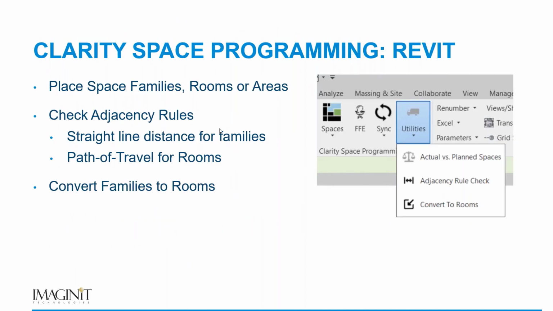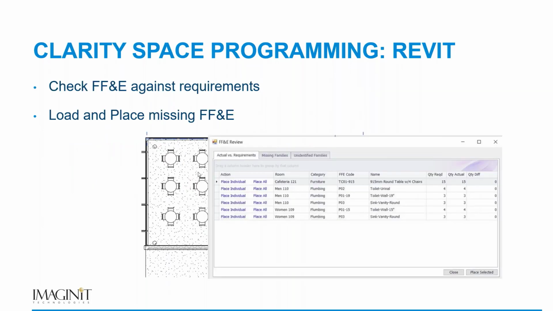Have I pushed and pulled to a point where I should worry about the fact that particular rooms don't match the program, or if we have adjacency rules, am I in line with the expectations that have been set there? And even tracking it down to the level of FF&E, if you're interested in tracking that. Do I have all of the pieces that I expect to be within each room? And help me place them if I don't have them.